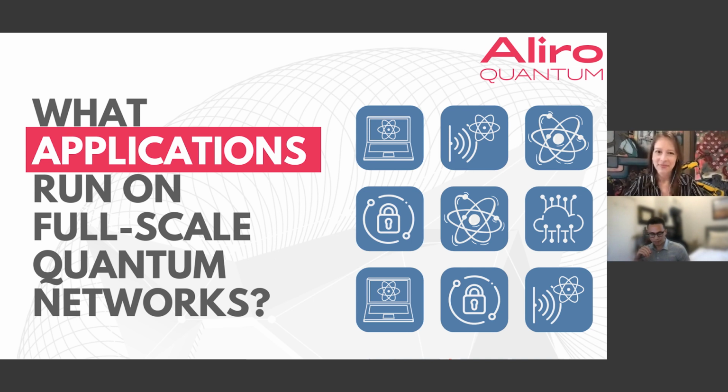So there are three very well-known, or well-studied, applications for entanglement-based quantum networks. First is what we call quantum secure communications. This is using the entanglement to securely communicate between two points on the network. I would say that's probably the nearest term application.